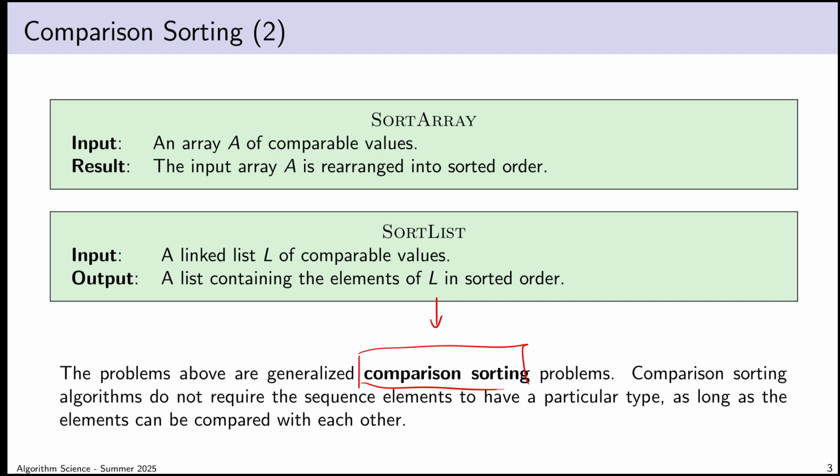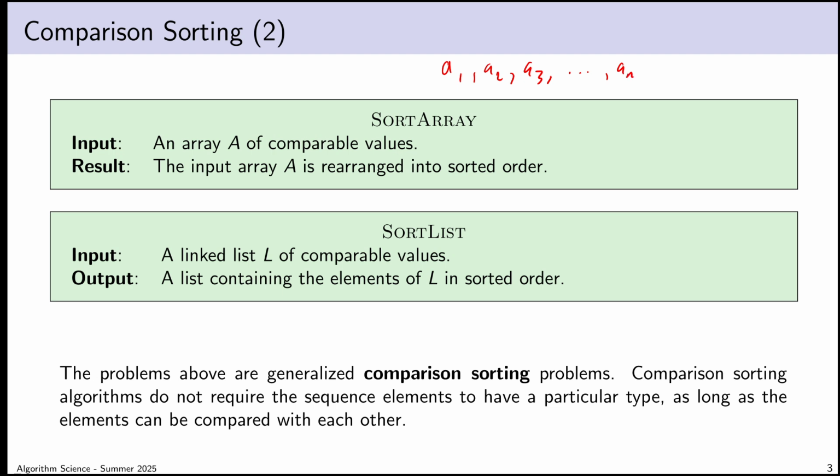The idea behind comparison sorting is that an algorithm that performs comparison sorting doesn't need to know very much about the data that it's sorting. It just needs to understand that the data can be compared with other elements in the same sequence in some logical way. In other words, if I give you some array, let's just call the elements of the array A1, A2, A3, and so on.